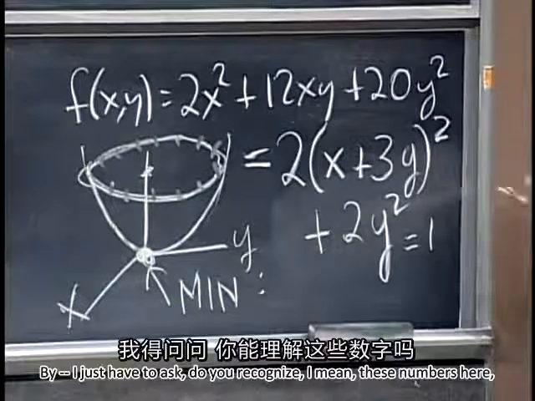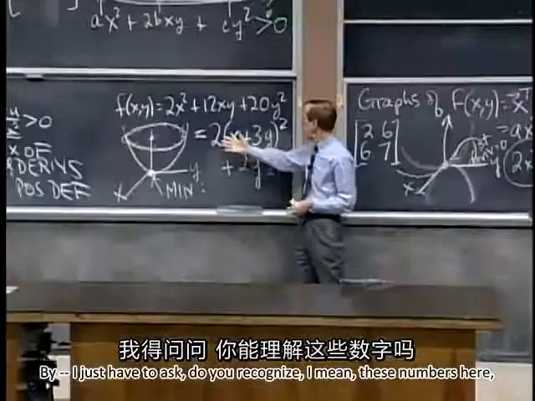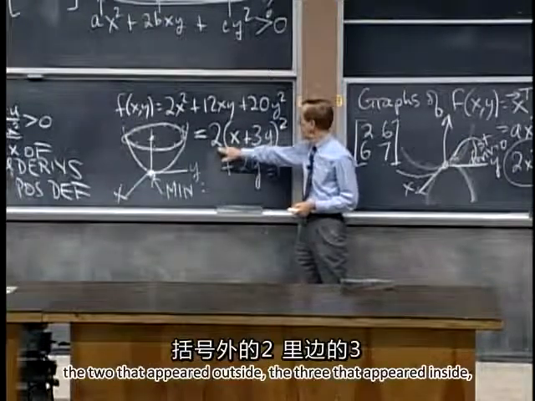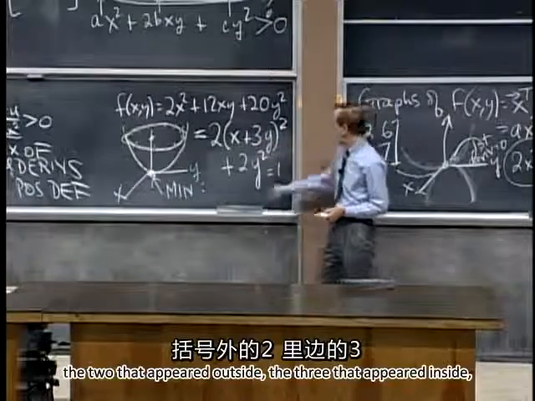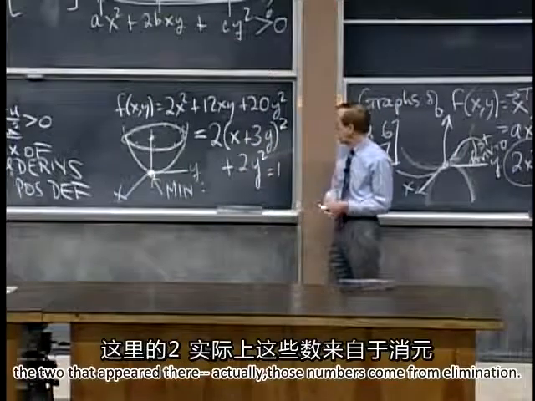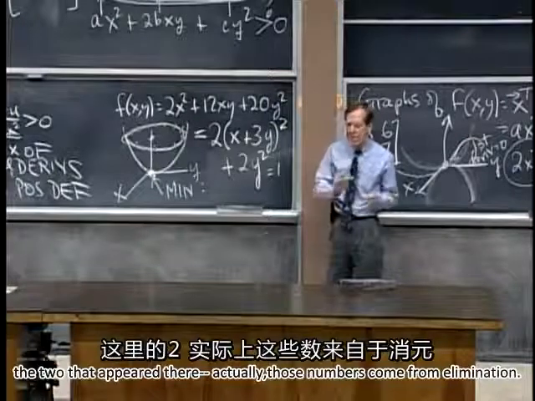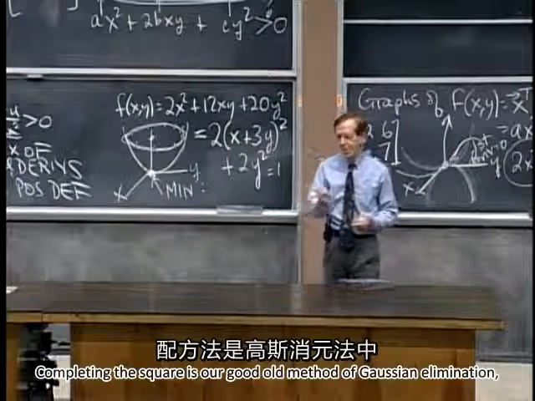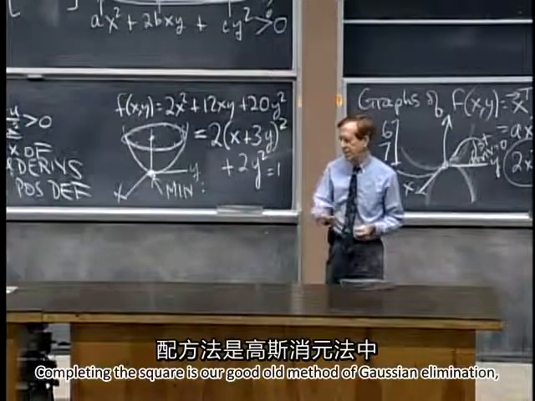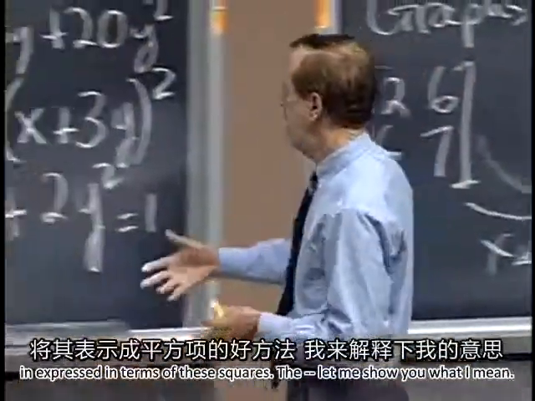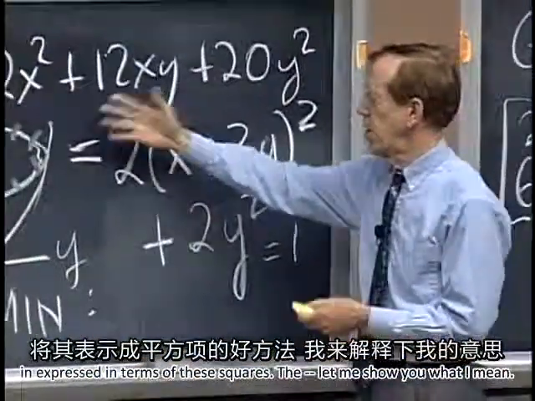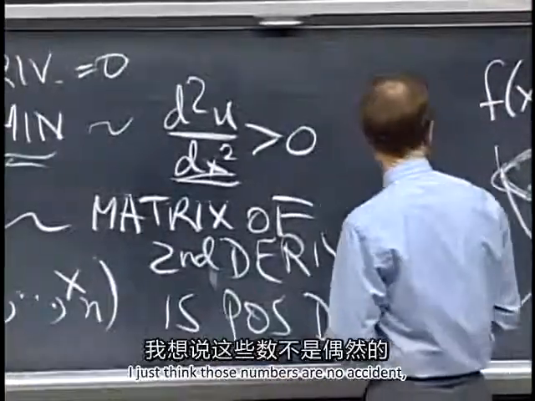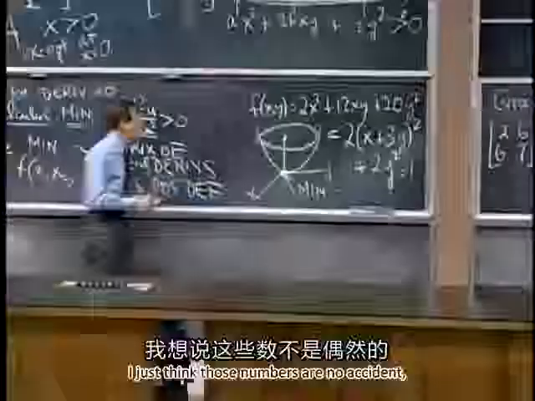But I just have to ask, do you recognize these numbers here, the 2 that appeared outside, the 3 that appeared inside, the 2 that appeared there? Actually, those numbers come from elimination. Completing the square is our good old method of Gaussian elimination expressed in terms of these squares. Let me show you what I mean. I just think those numbers are no accident.